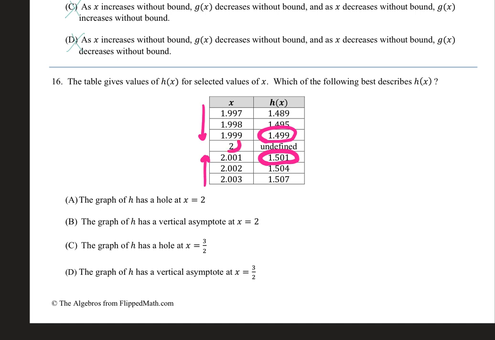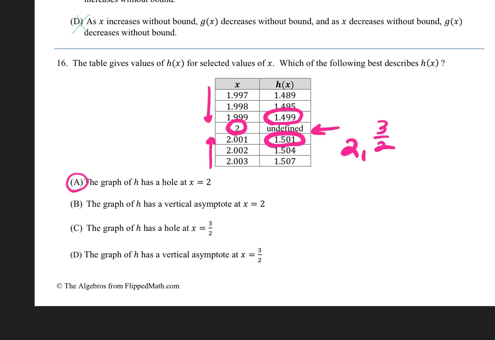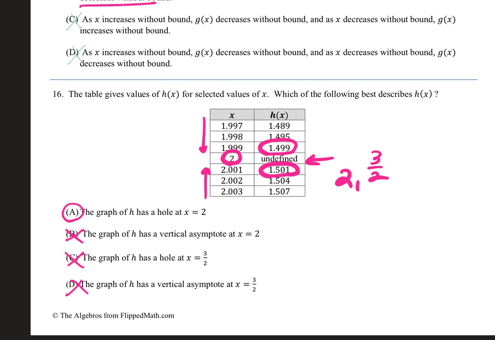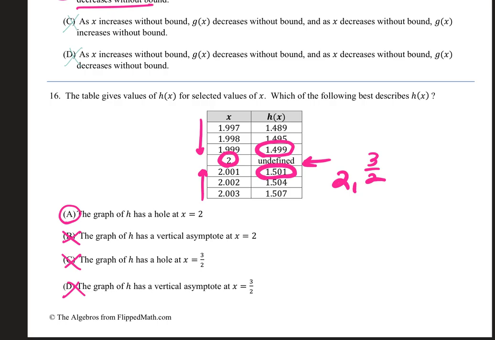The x coordinate of my hole is 2, and the y coordinate of my hole will be 1.5 or 3/2. So it definitely has a hole at x equals 2. It does not have a vertical asymptote. They would increase or decrease without bound. It has a hole where x is 2 and y is 3 over 2, which means that one's not true, and it does not have a vertical asymptote at 3 over 2. So A is the answer it's looking for there.